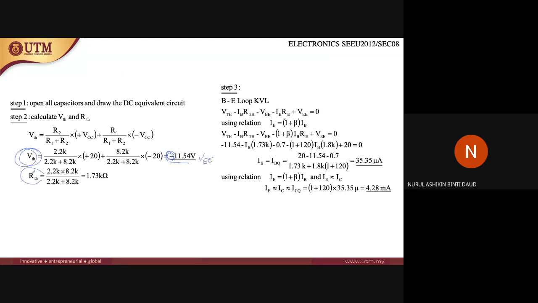RTH is the same. The total resistance value will not change, and the formula is the same. Only VTH is different because you need to consider this part. Now that you have these two values, write the BE loop for Kirchhoff's voltage law. For the BE loop, you now have to consider VEE as well.